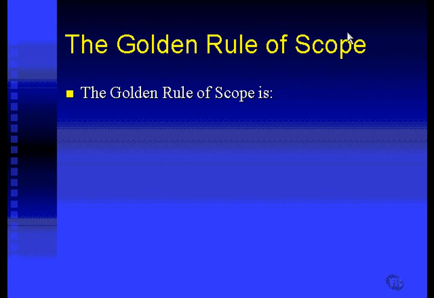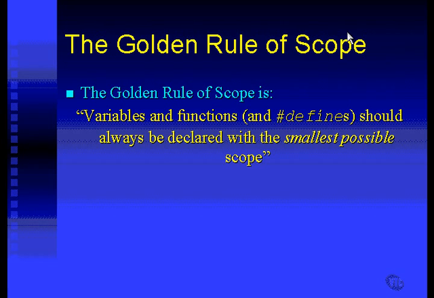Variables and functions, and hash defines for that matter, should always be declared with the smallest possible scope. In other words, make all your variables and functions as local as possible, which then of course gives us the corollary: don't use global variables. At least don't use them wherever possible. You've got many other options before you need to employ a global variable. And here's the options that you do have.